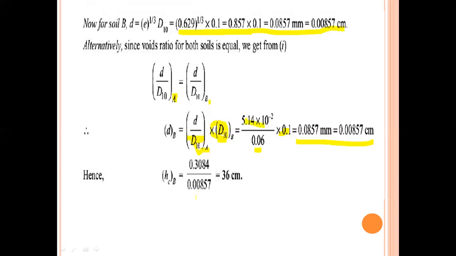Hence, height of capillary rise at B is 0.3084 divided by D value. D value is 0.0085, that equals 36 centimeters, the capillary height of that B soil.